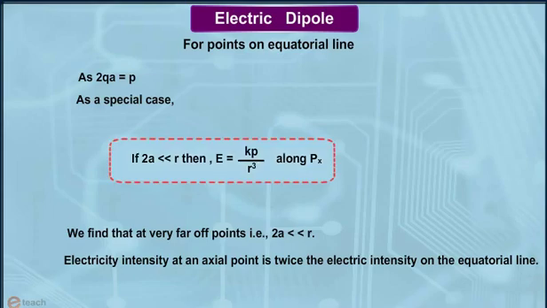We also find that at very far off points, electric intensity at an axial point is twice the electric intensity on the equatorial line.